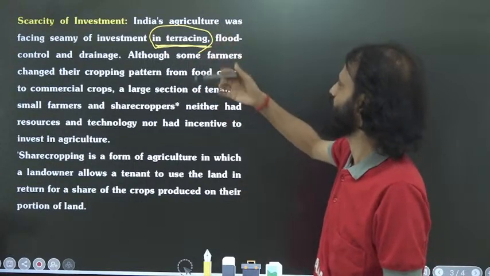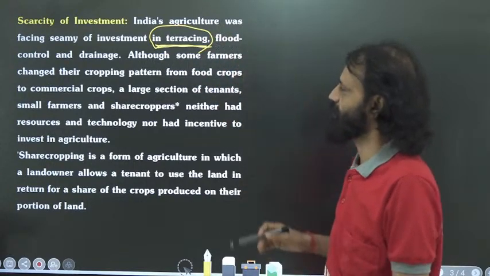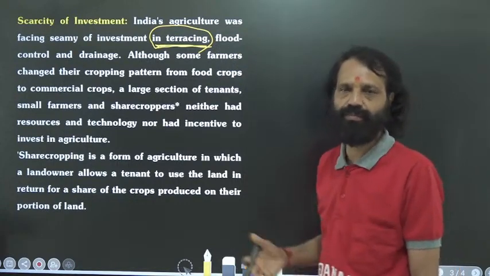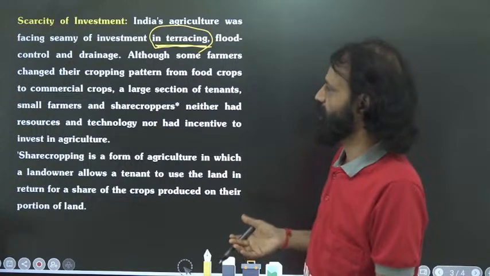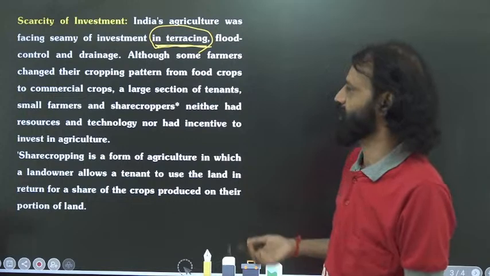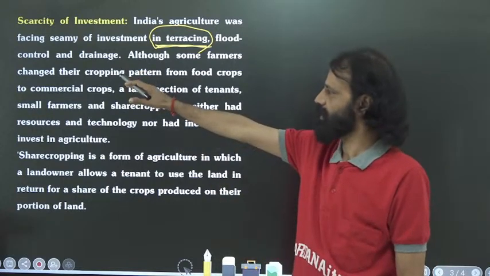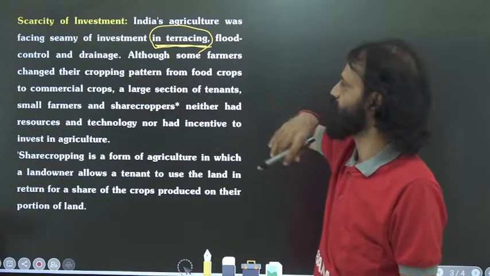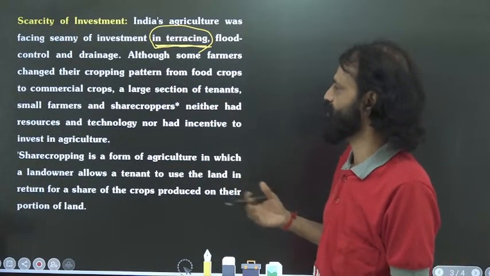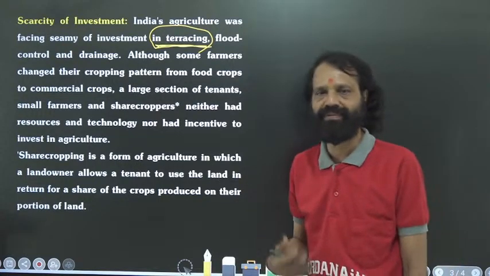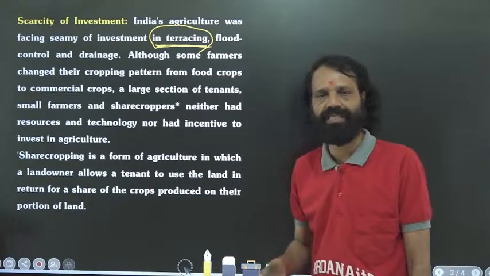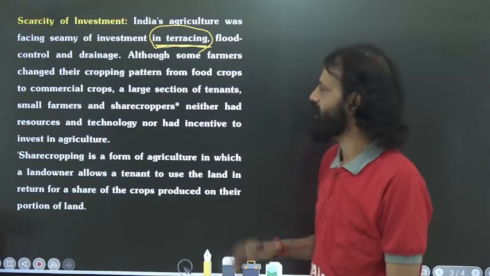Then flood control and drainage systems were not there. Flood control means that sometimes floods occur. How to control those floods, how to protect the cultivation area, they had no idea about that, and they didn't make such a system. There was no proper drainage system so that the excessive water could move away fast. That they didn't do.